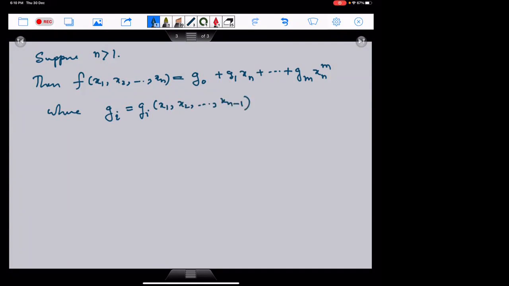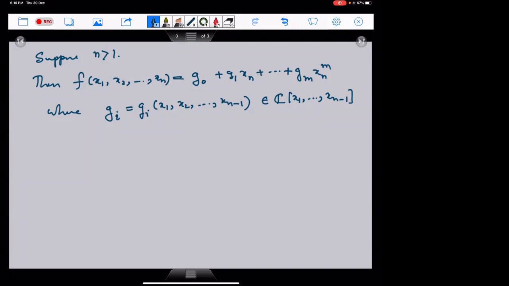Please see carefully what I have done. Is it right? If I have a polynomial in x and y, I can write it as a polynomial in x with coefficients coming from y. Coefficients are polynomials in y. Is it fine? Yes, I am doing the same thing now to apply induction. This is the trick.